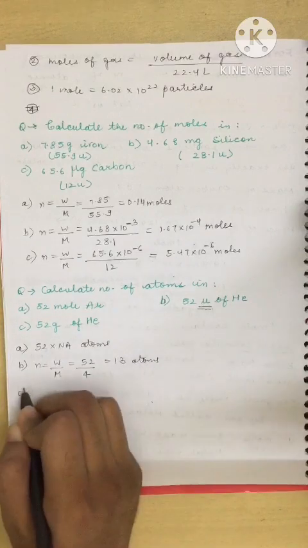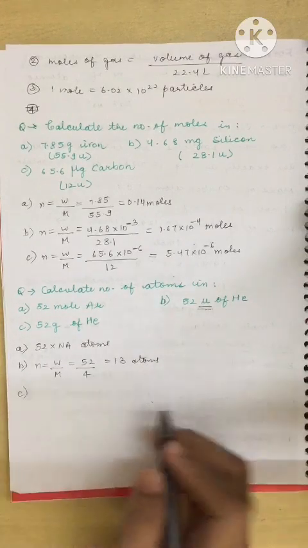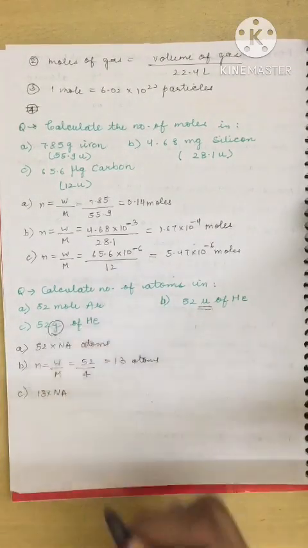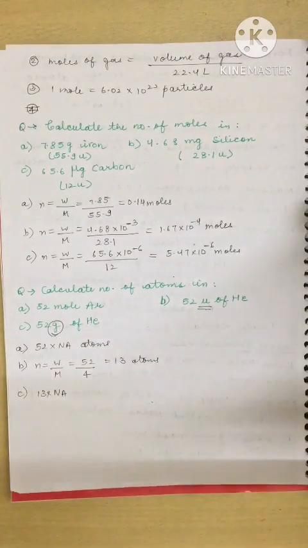Let us see the third one, that is 52 gram of helium. Now this time we have to multiply this 13 with Na to find out the value, because this gram is a bigger unit. In this way we can solve these questions.